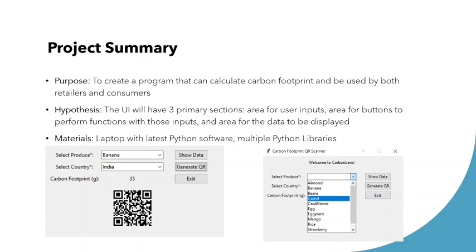I hypothesize that my UI will have three sections. The first would be the area for the user to put the item name and country inputs. The second would be for the buttons to perform the functions with the inputs, so either use them to find the number value or to generate the QR code. And the third area is for the data to be displayed, either as the number or QR code.